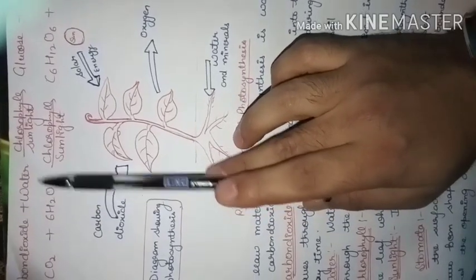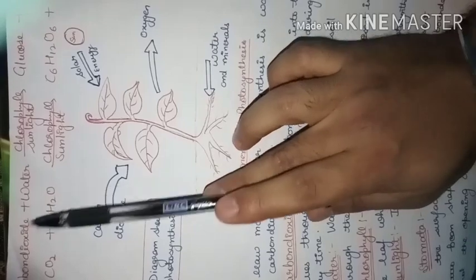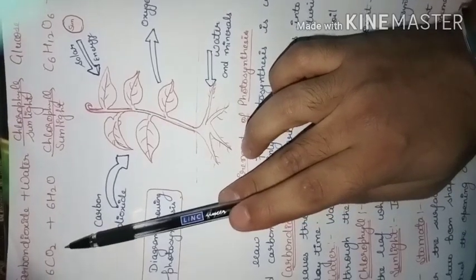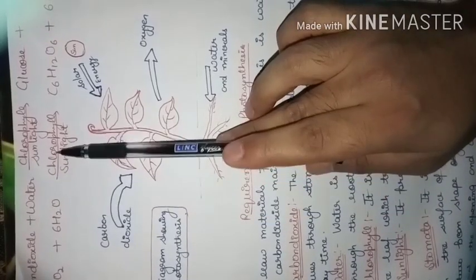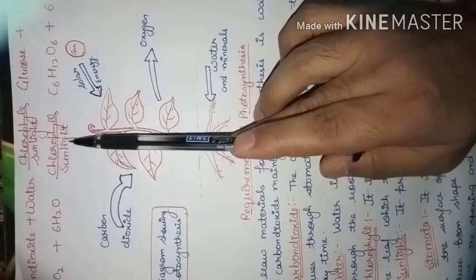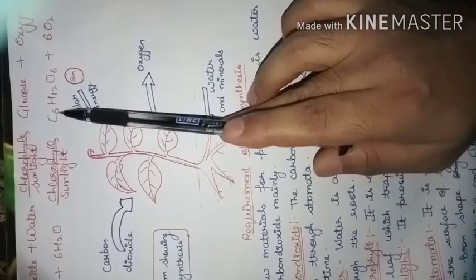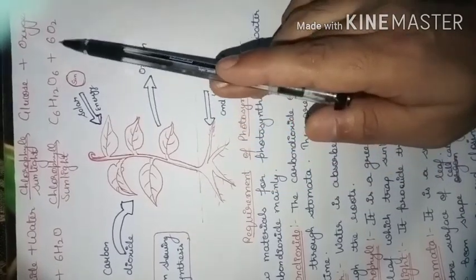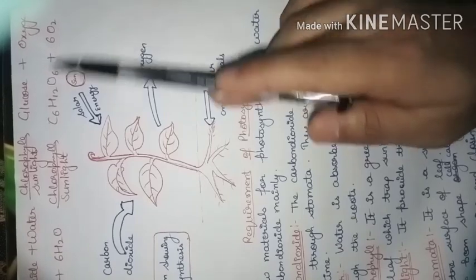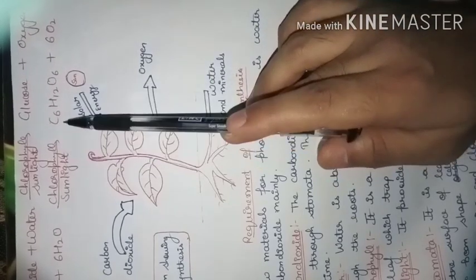So if you see the chemical formula, water is H2O and carbon dioxide is CO2. So 6 CO2 combined with 6 H2O in the presence of chlorophyll, in the presence of sunlight, will give you glucose. C6H12O6 is glucose and oxygen is O2. So this is the chemical equation of photosynthesis.